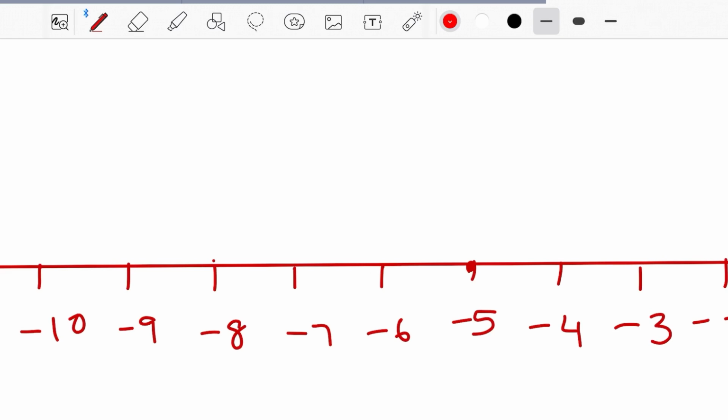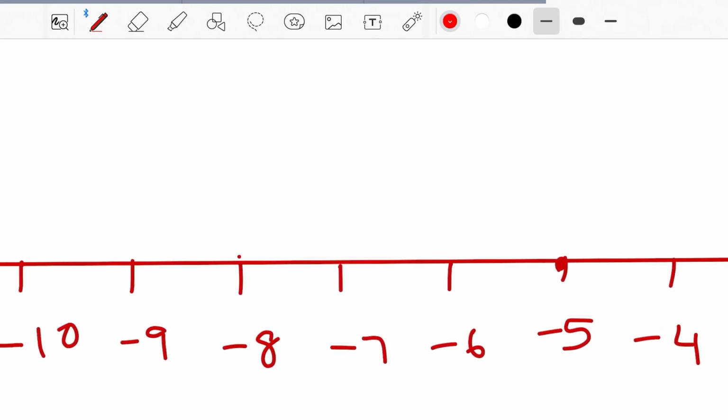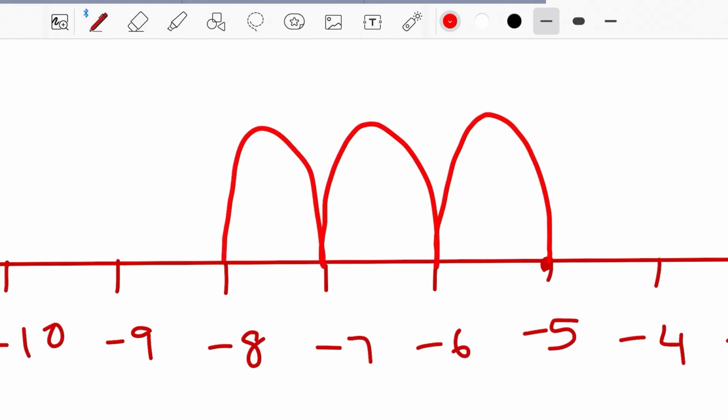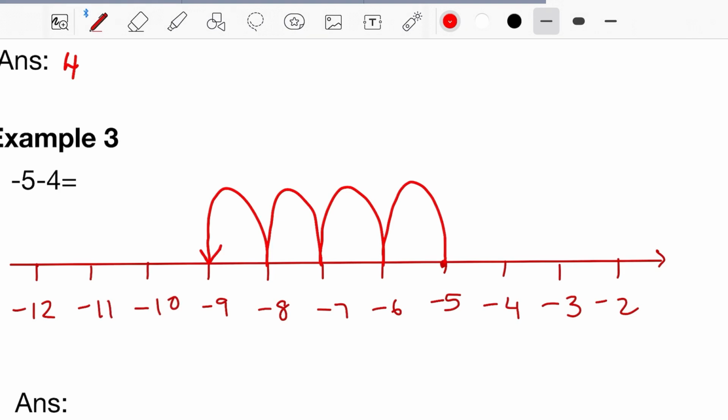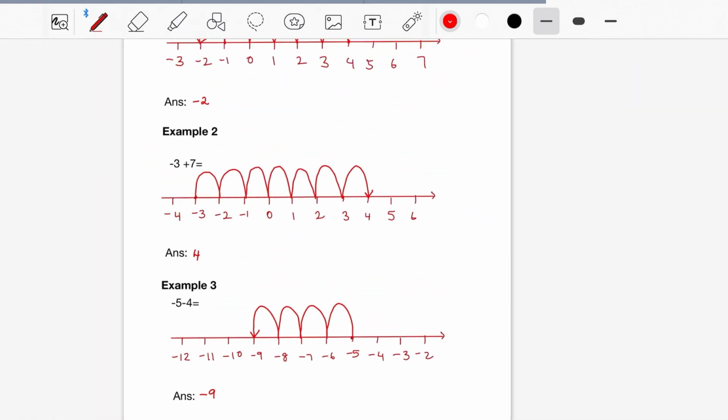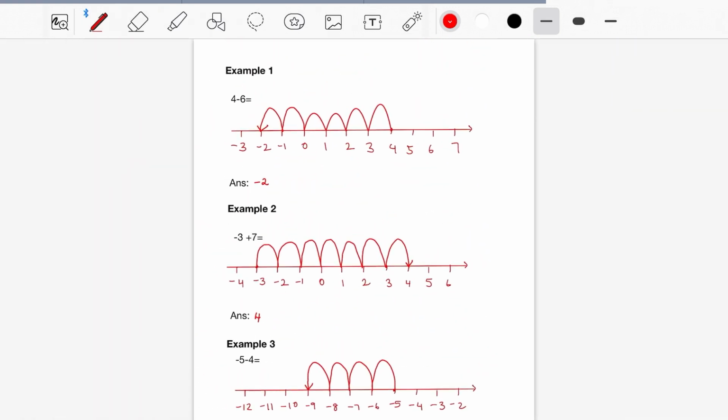So where's -5 on our number line? Here it is. So we start at -5, go 1 space to the left, 2 spaces, 3 spaces, 4 spaces. And we end up at -9. So that's our answer. So these were our 3 examples of how to use the number line to add and subtract directed numbers. Let's move on.